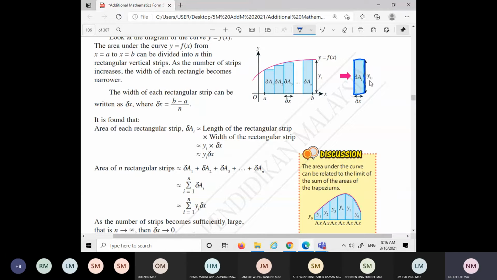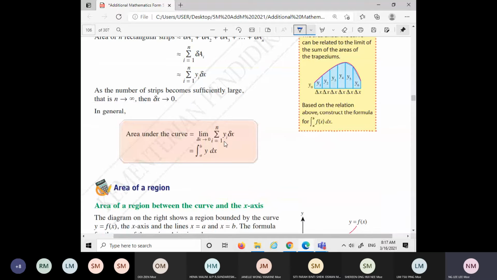So this one is the length. Okay, the length is the y. And then here is the width. Okay, the width is in the x direction. If this is very small, we put it as del x. So it will be y times del x. Okay, this is the idea. Therefore, you can write it with the symbol of integration: y dx. The y dx actually evolves from here, y del x.